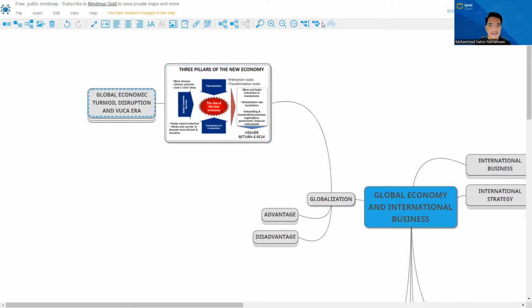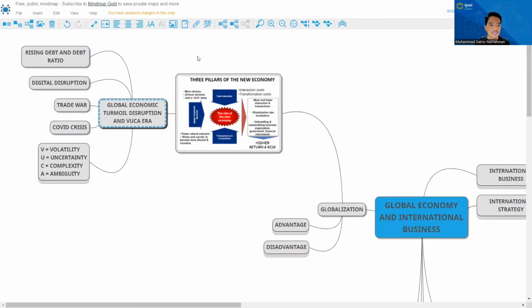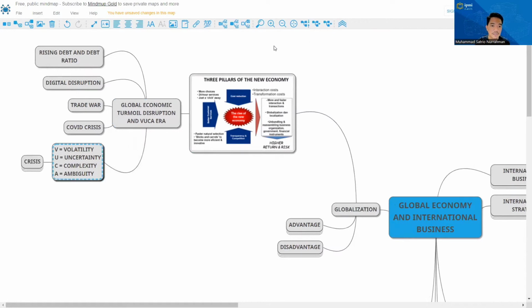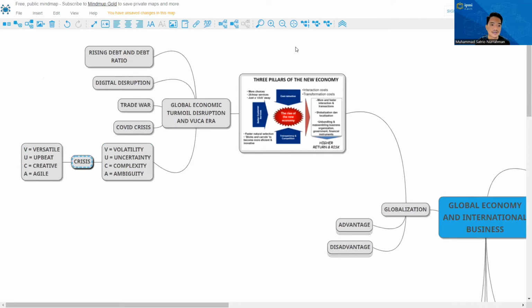What is that? Global economic turmoil and disruption includes rising debt and depression, digital disruption, trade war, COVID crisis, and VUCA. What is VUCA? V is volatility, U is uncertainty, C is complexity, and A is ambiguity. This is the negative VUCA that already happened. But the negative VUCA can turn into positive VUCA through crisis. It becomes V for versatility, U for upbeat, C for creative, and A for agile.